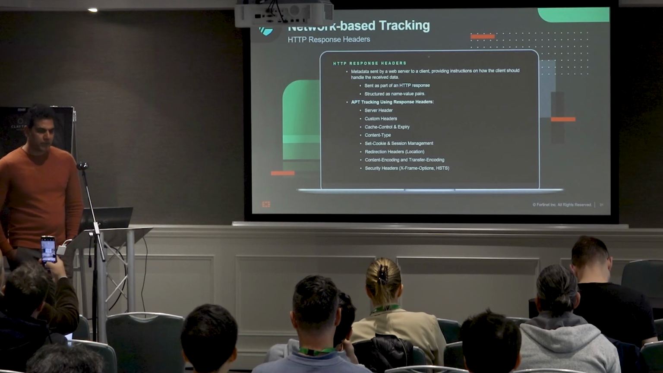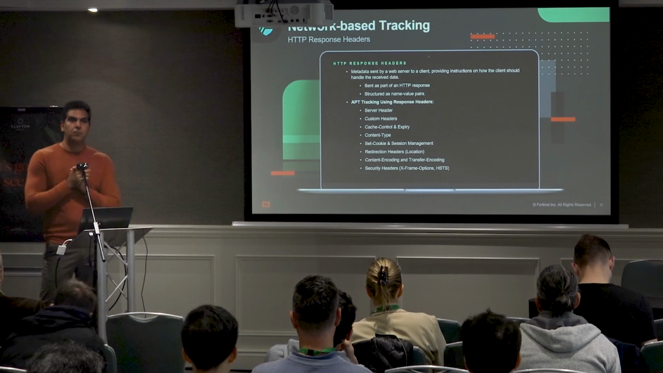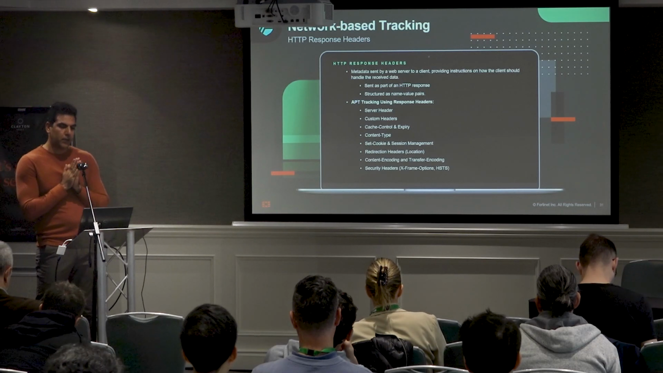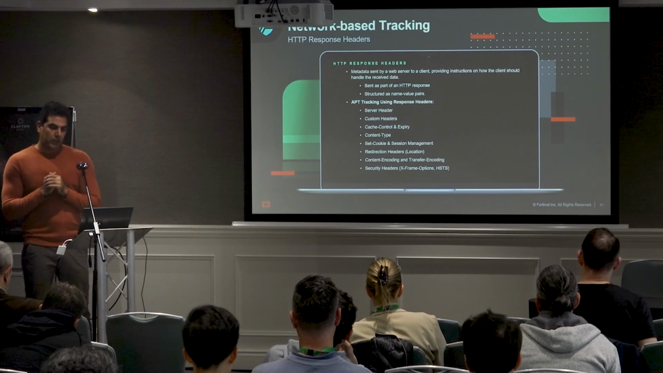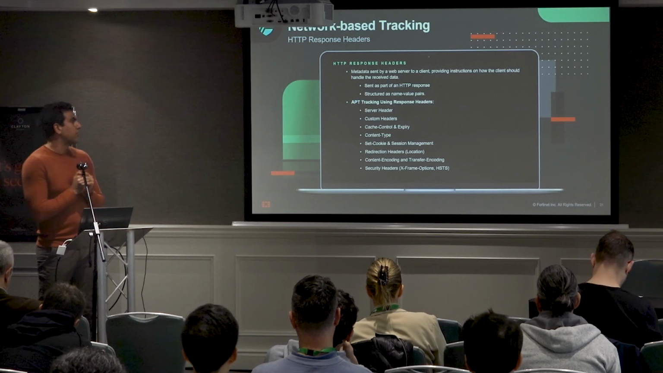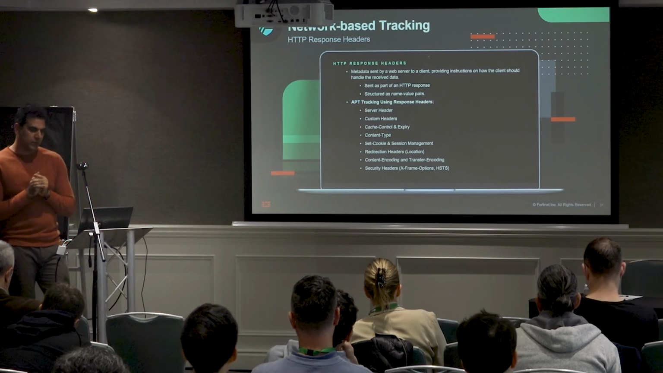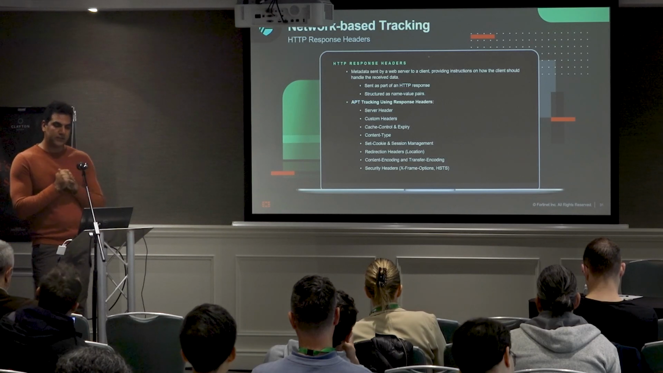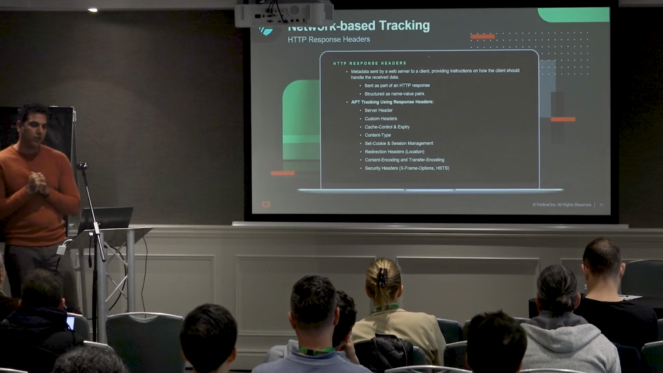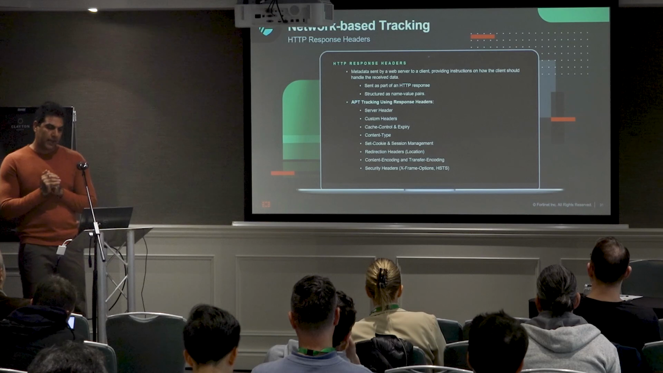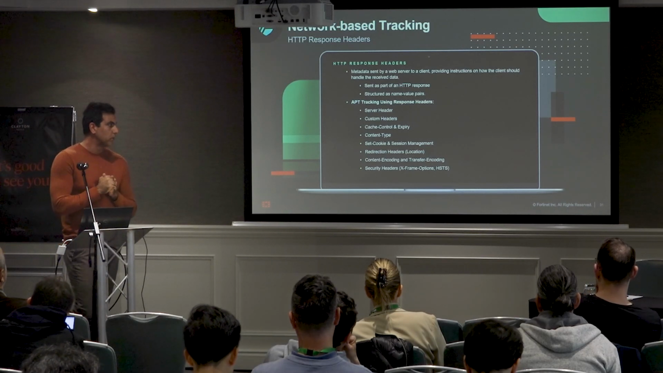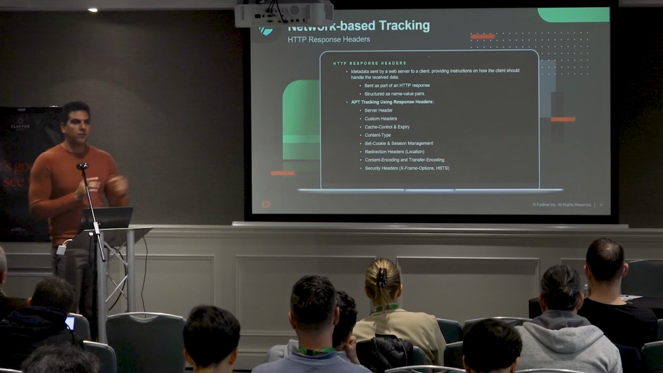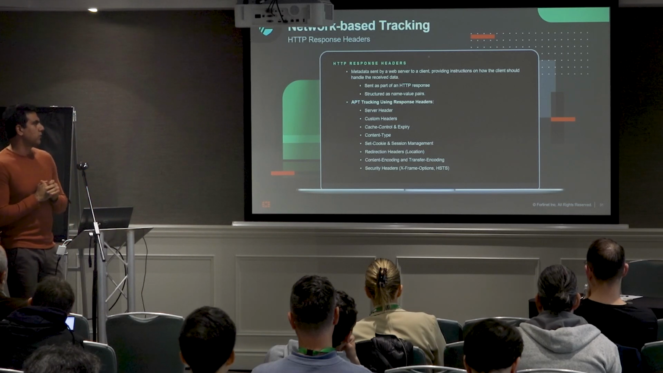An HTTP response header is a set of key value pairs sent by a web server to your browser after you make a request to a website. So these header values provide important information about the server response, such as the type of content, security setting, and how the browser can handle the information. And there are lots of information in the header that you can use for tracking.